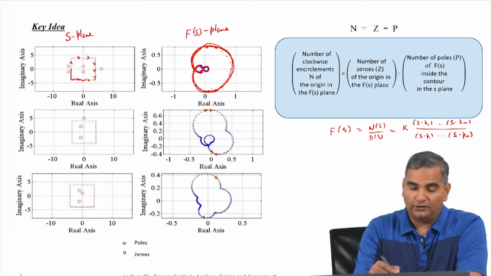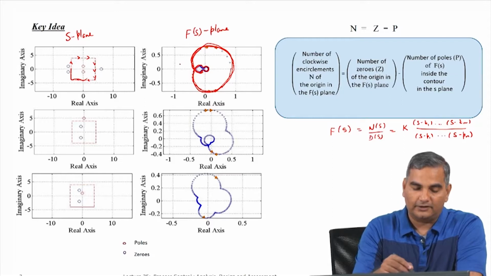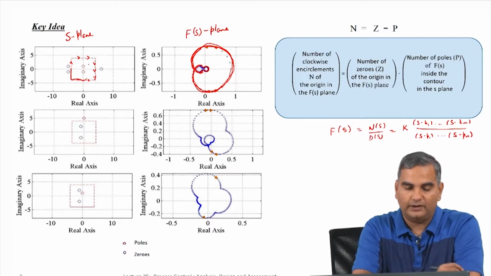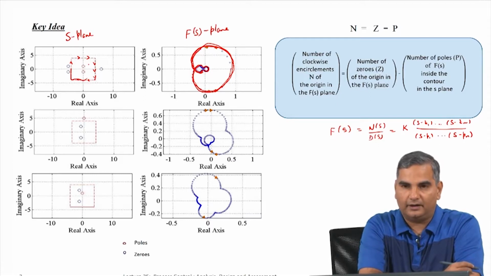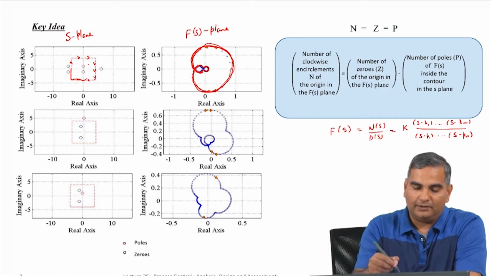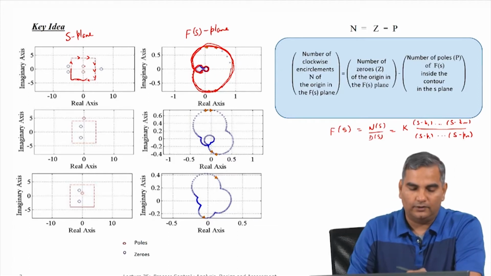However, notice the direction of the circling. The direction is anti-clockwise, though in the S plane we went in the clockwise direction. In the f of s plane we are going in the anti-clockwise direction. So, I have done one circle, but by the time I have done one circle, this closed contour is not finished yet. I still am going around this closed contour in the clockwise direction.